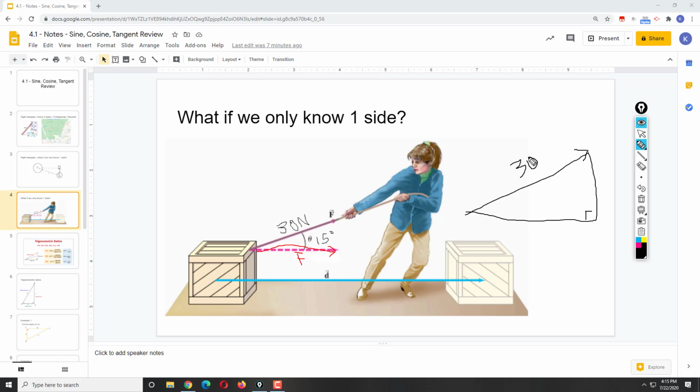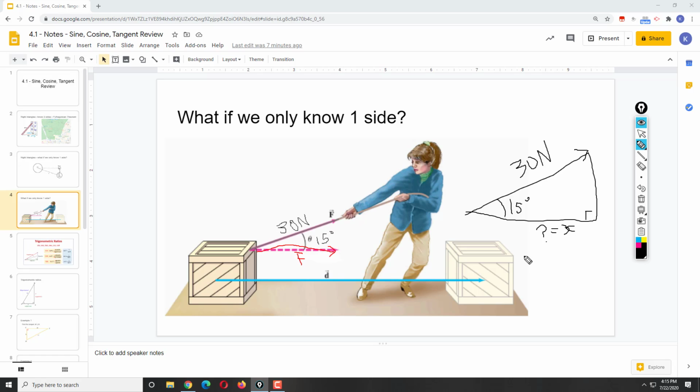She's pulling to the right 15 degrees up at 30 newtons. The angle is 15 degrees. What we really want to know is this side. To solve this problem, we're going to have to use the trigonometric ratios. What we're really saying is, let's call this missing side x.